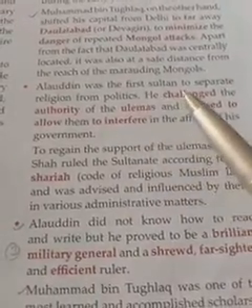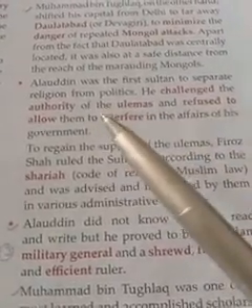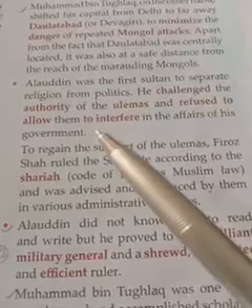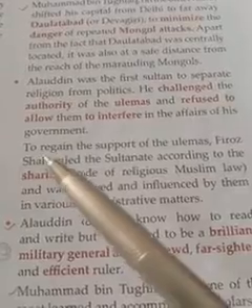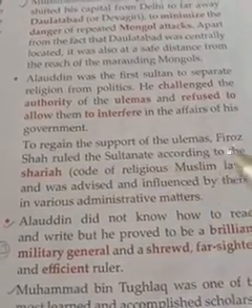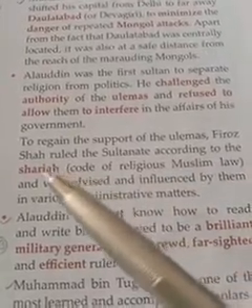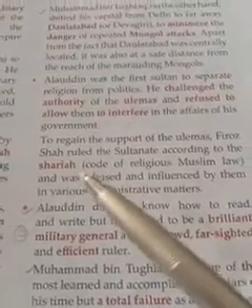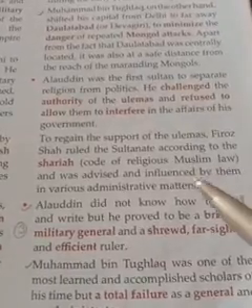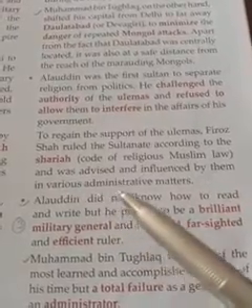Alauddin was the first sultan to separate religion from politics. He challenged the authority of the ulemas and refused to allow them to interfere in the affairs of his government. To regain the support of the ulemas, Firoz Shah ruled the sultanate according to the Sharia code of religious Muslim law. Sharia is a code of religious Muslim law, and he was advised and influenced by them in various administrative matters.